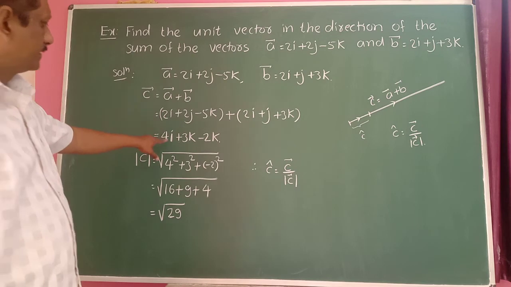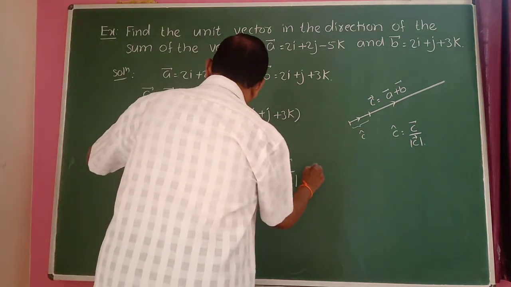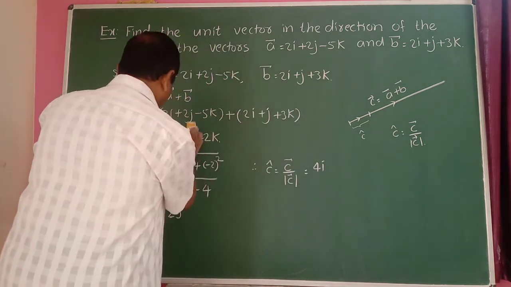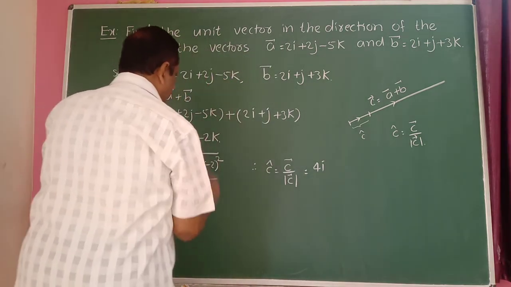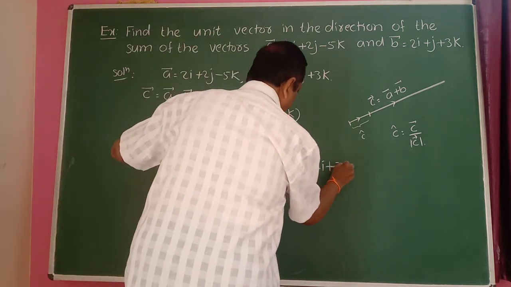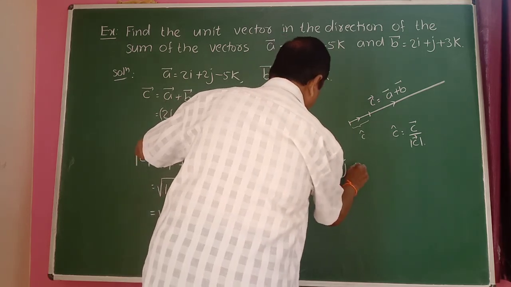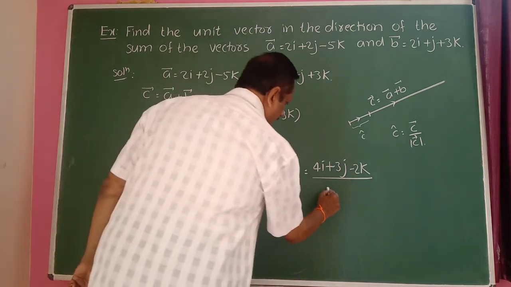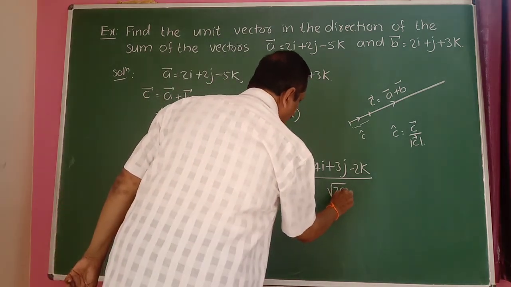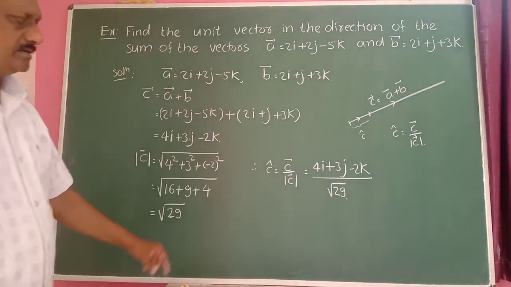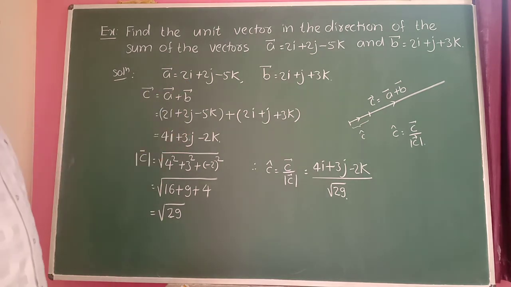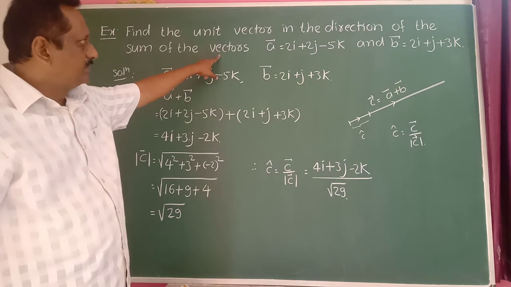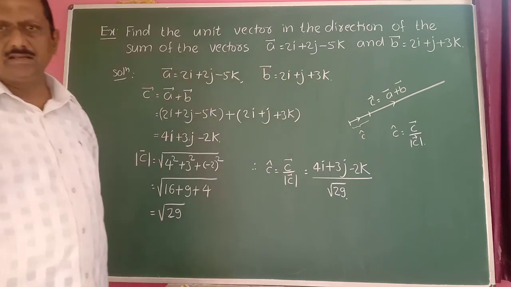Therefore, C cap is C bar divided by modulus of C bar. C bar is this vector: 4i plus 3j minus 2k, divided by root of 29. It is a unit vector in the direction of the sum of the vectors A bar and B bar.